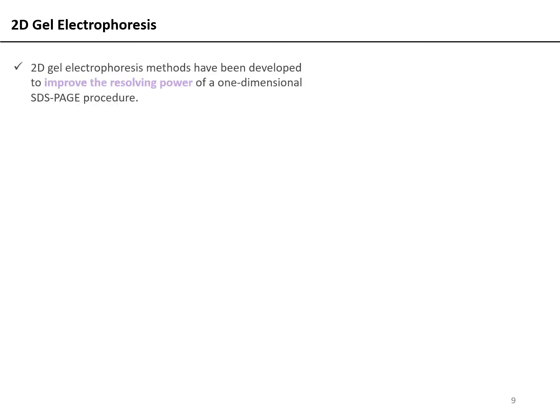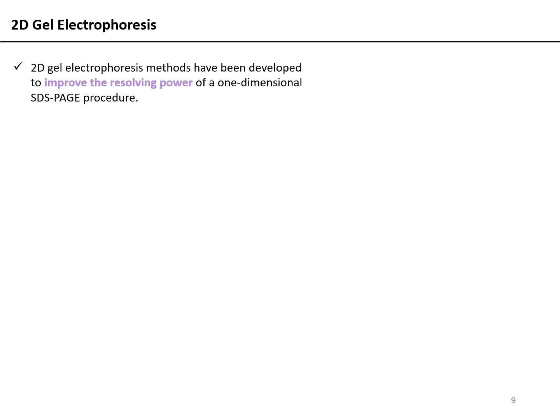So next we move on to 2D gel electrophoresis, or two-dimensional gel electrophoresis. This is an extension of isoelectric focusing, I would say. 2D gel electrophoresis methods have been developed to improve the resolving power of a one-dimensional SDS-PAGE procedure. A one-dimensional procedure is one where you separate proteins on the basis of only one criterion, say for instance in an SDS-PAGE on the basis of their molecular weight.